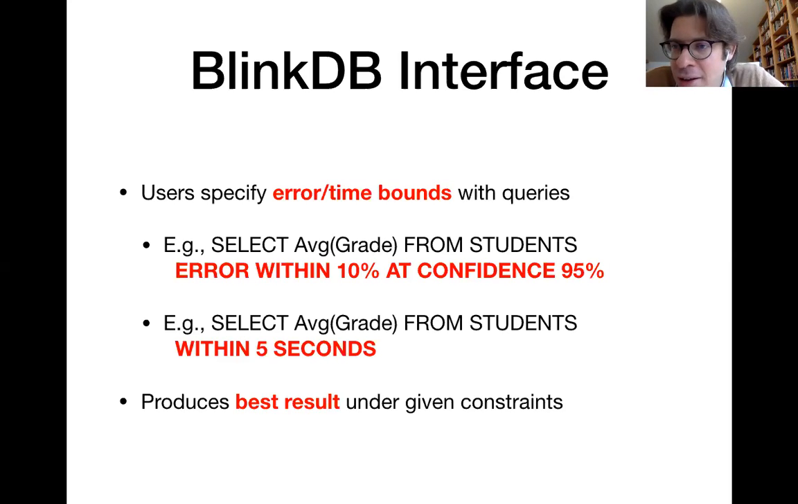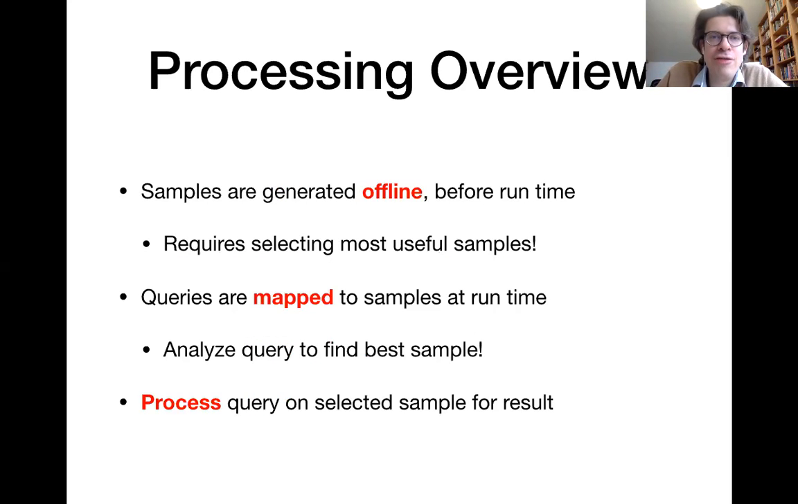And here the semantics is basically, give me the best approximation you can, as long as it doesn't take more than 5 seconds. So here the system always tries to come up with the best possible approximation under the given constraints. And in the following, we're going to discuss a little bit about how we can achieve that. One difference to the previous system is that here the samples are not taken at runtime, but we are generating them offline before the actual processing starts. And that means that we have to be smart about selecting the most useful samples.